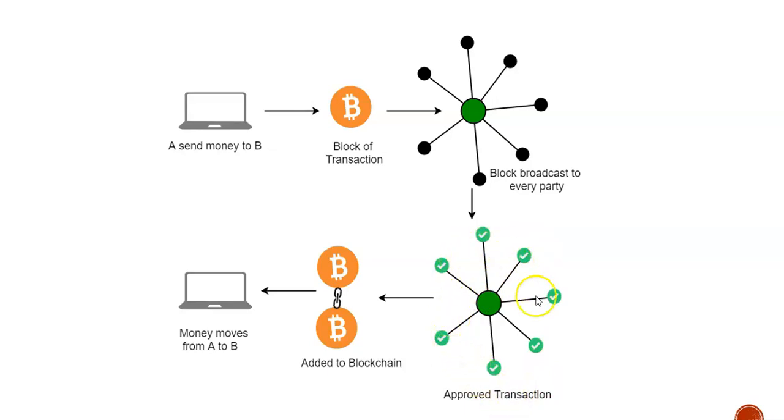Once everyone has approved, or at least 51% of all the nodes have approved, then this particular new block will be added to the blockchain, and on successful addition of the block, the money will move from A to B. So the transaction is complete.